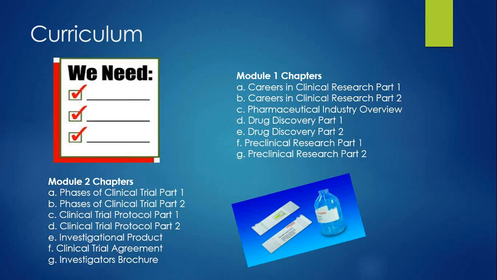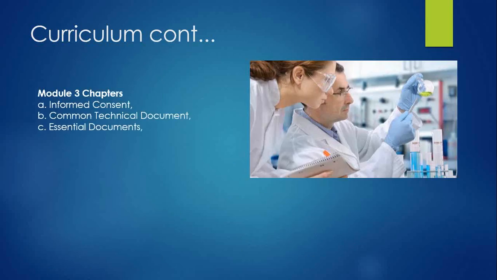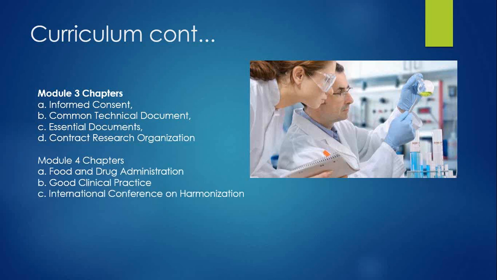In module 3, which is the most important component of the clinical trial, that is the guidelines and the importance of the informed consent process, technical documents, essential documents, source documents, significance of the CROs, that is contract research organization. Well, in module 4, we are going to discuss about the different regulatory bodies, its histories, guidelines, regulations, GCP, ICH, that is the good clinical practice, ICH is the International Conference on Harmonization.